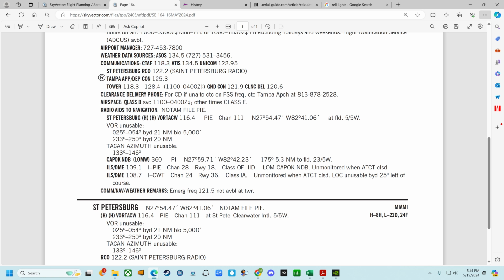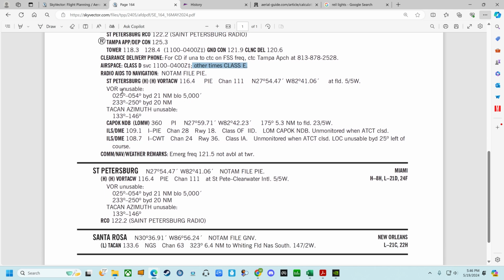This is a Class D airport, and then it'll tell you this is what I was speaking of before, right? It's between 1100 and 0400 Zulu. This airport is Class Delta, but other times it actually functions as a Class Echo airspace. So you want to be cognizant of that.